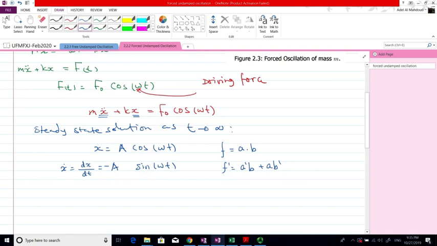Then we have to find the derivative of whatever is inside the parentheses, omega t. The derivative of t is 1, and what remains is omega, and we multiply it in here, then we'll have minus A omega sine omega t.